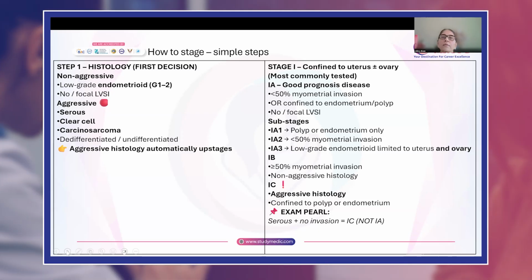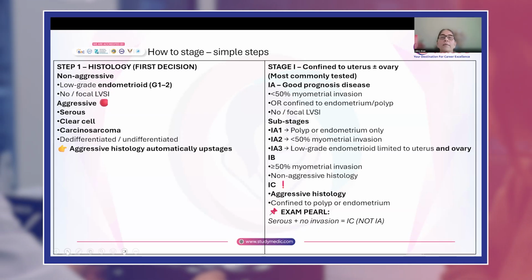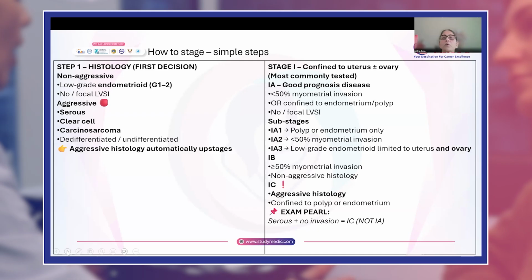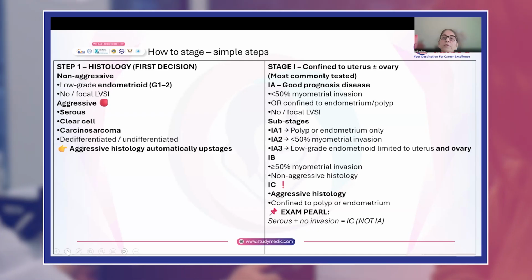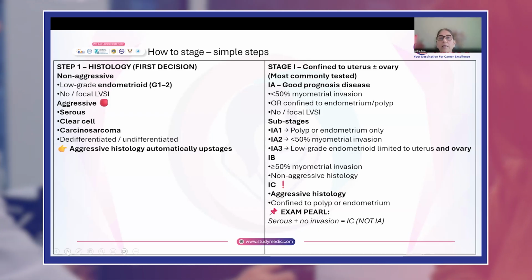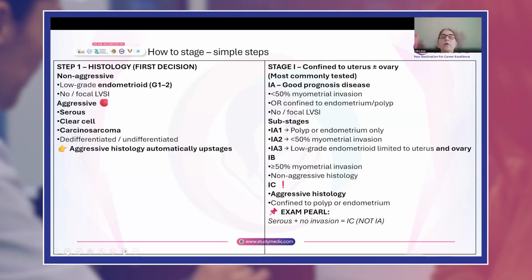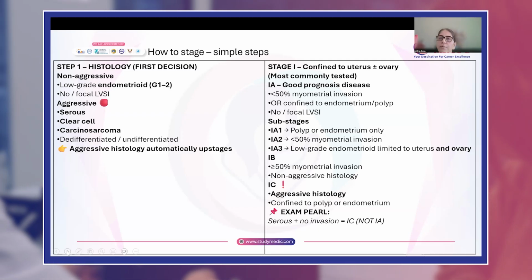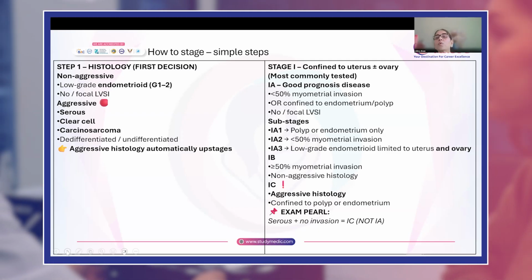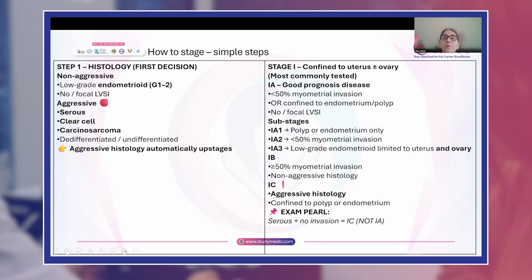Now, stage 1, whenever it is confined to the uterus and or ovary, and 1A, good prognosis, less than 50% of myometrial invasion, or it is confined to the endometrium or polyp, no focal LVSI, and it is low grade. That means endometrioid grade 1 or 2. Okay, 1A1, polyp or endometrium only is involved. 1A2, less than 50% of myometrium. Myometrial invasion is there, but less than 50%.